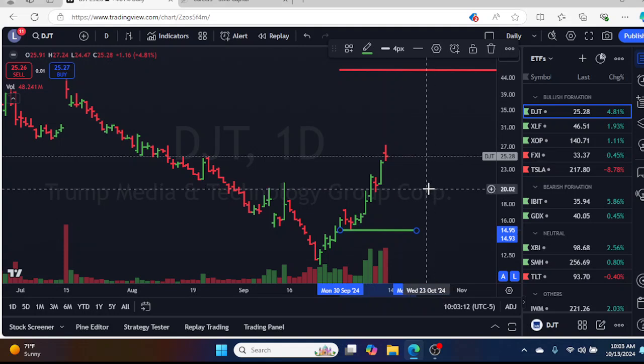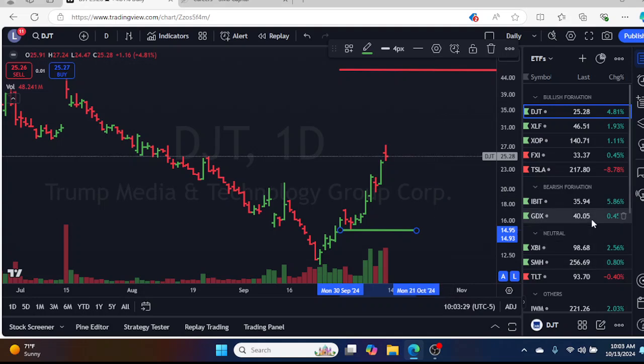But we expect this to be a winner going into the election. We don't see any reason why this would sell off. And we'll probably drop DJT from the model sometime after the election because the catalyst will have passed.